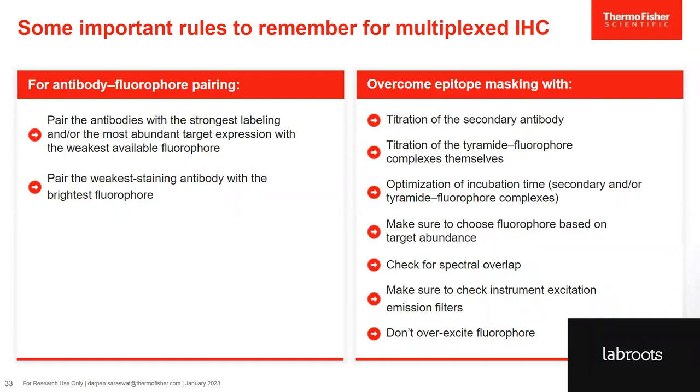So there are approaches in which you can overcome this issue of epitope masking, like titration of the secondary antibody and titration of tyramide fluorophore complexes. You should optimize the incubation time for both the secondary and tyramide fluorophore complex. Make sure to choose the fluorophore based on target abundance. Check the spectral overlap. Check the instrument excitation and emission filters. And very important, don't overexcite your fluorophores.